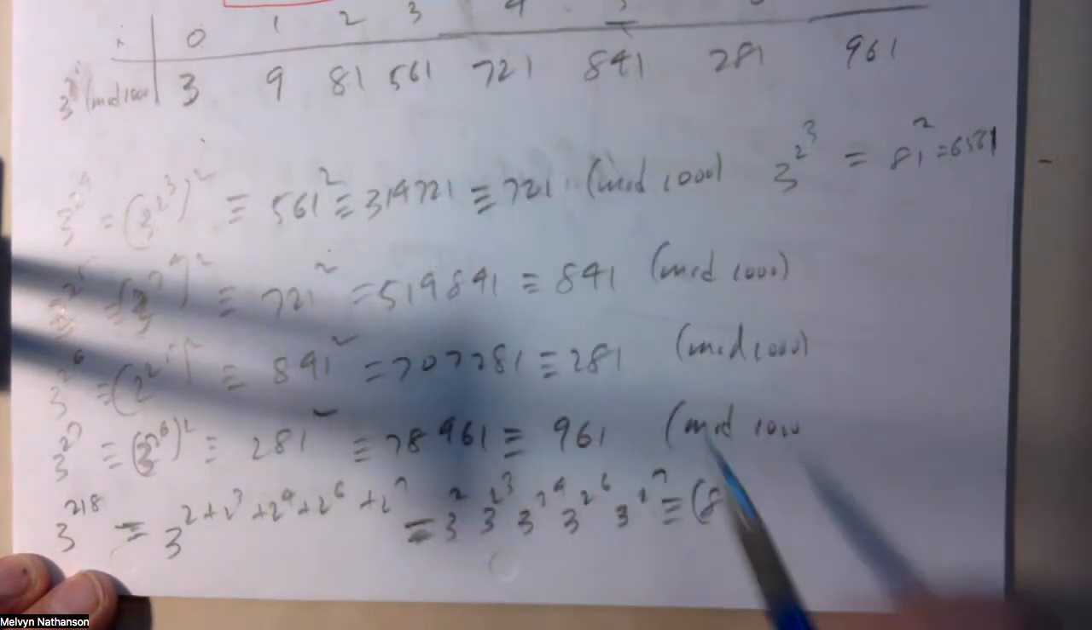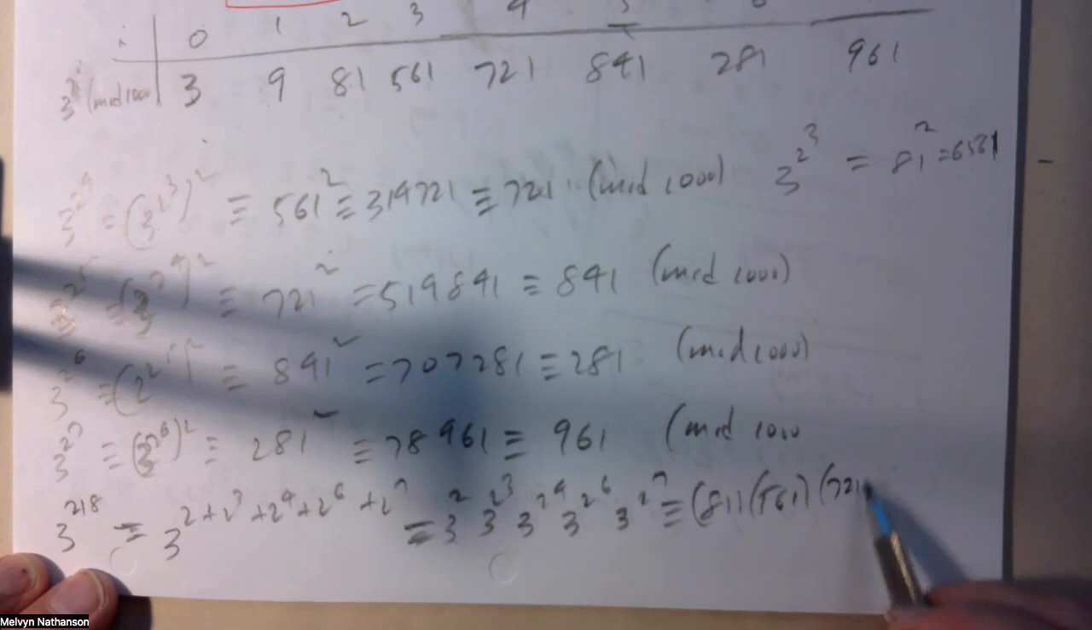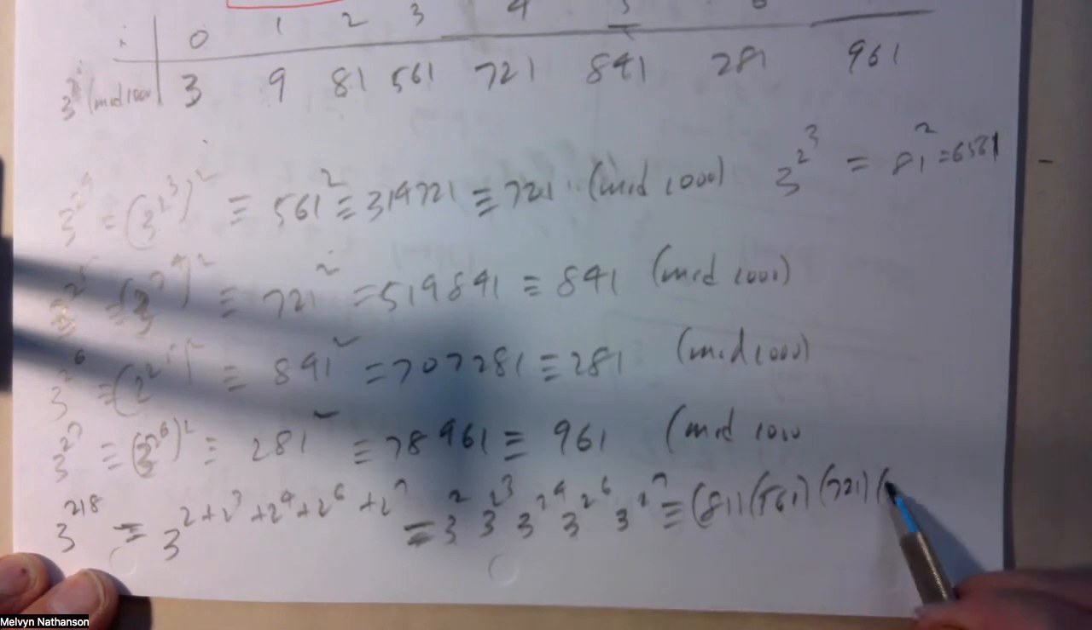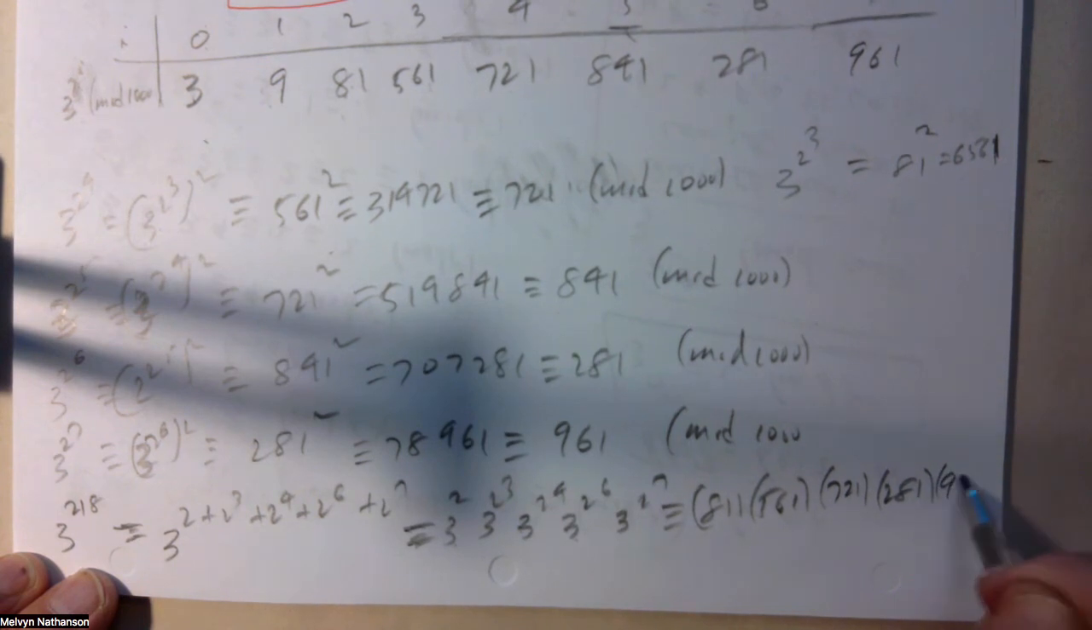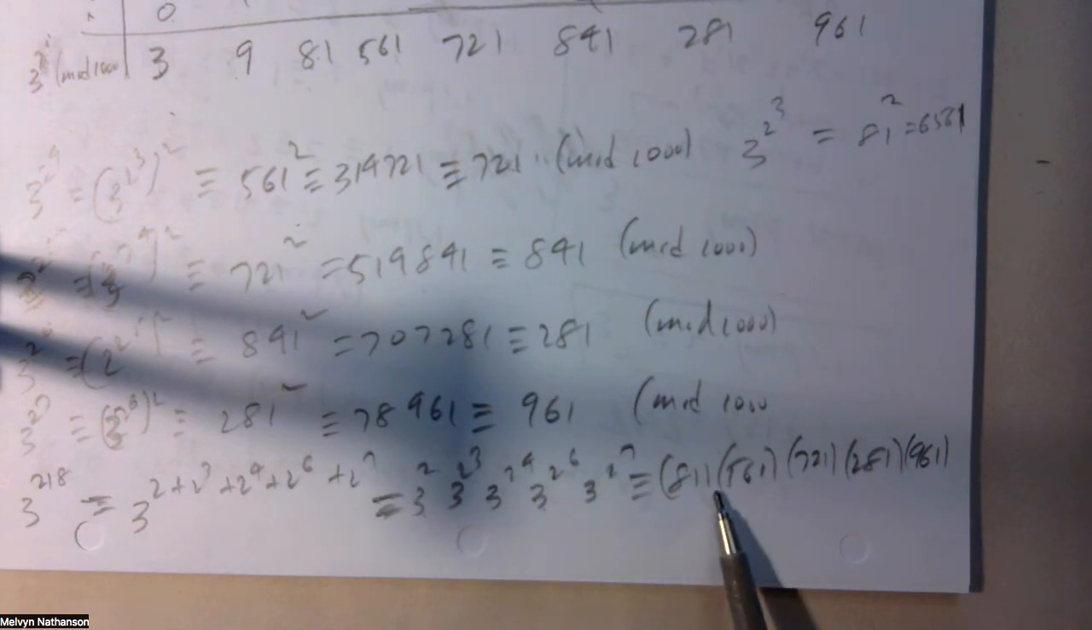81, 561, 721, 281, 961. So now we have to do how many more multiplications? 1, 2, 3, 4. So let me do those multiplications. I'm using my calculator. 81 times 561 times 721 times 281 times 961.